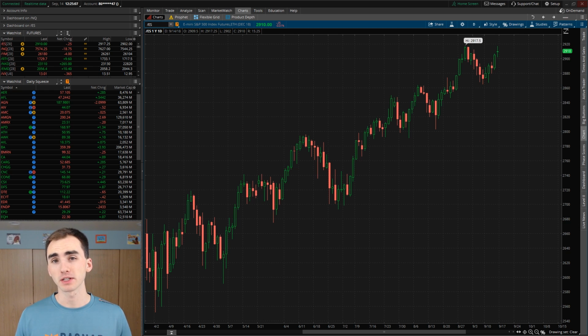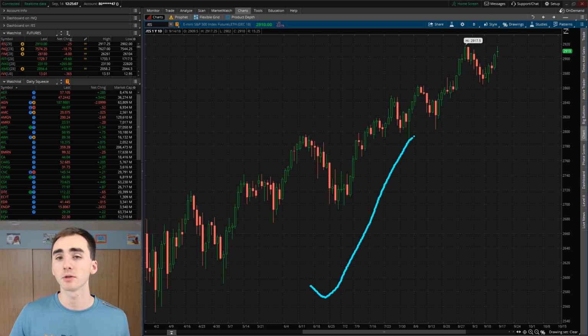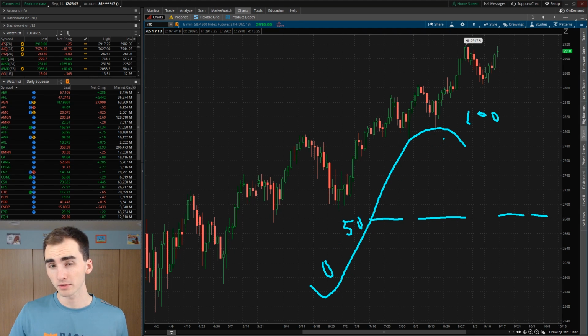Now, Fibonacci retracements are essentially ratios of how much a swing is retraced. So what I mean by that is if you have a stock and it goes from 0 to 100 in a move, the 50% retracement level would be $50. So it would have gone from 0 to 100, and to retrace 50% of that move, it would have to trade all the way back down to $50 a share. And that would be the 50% retracement level.